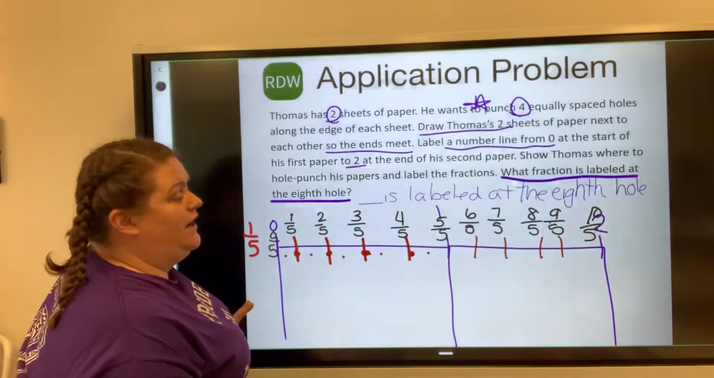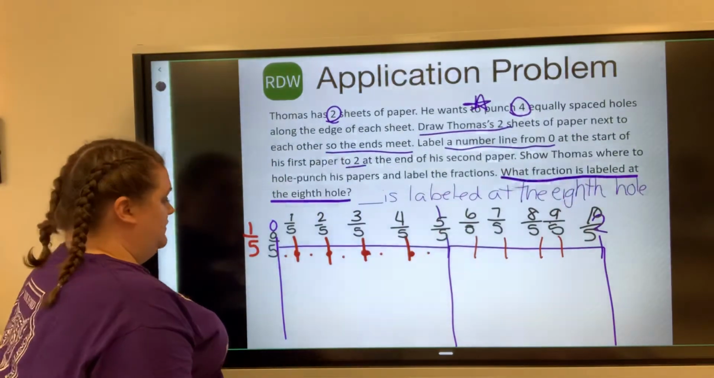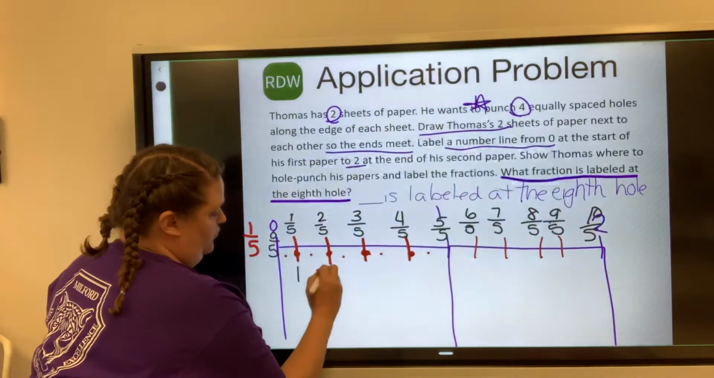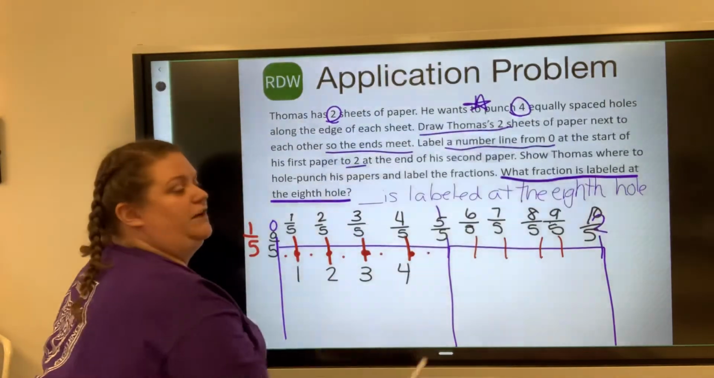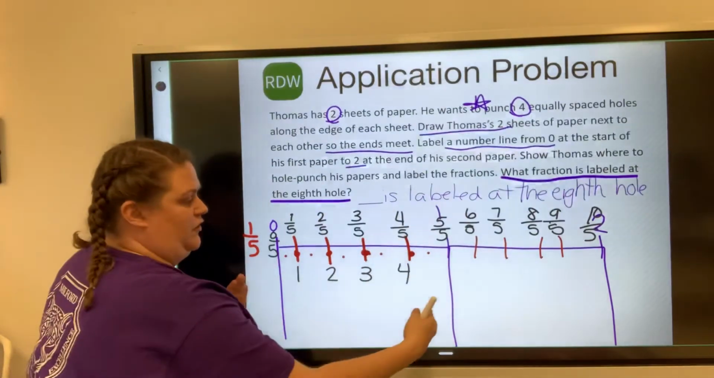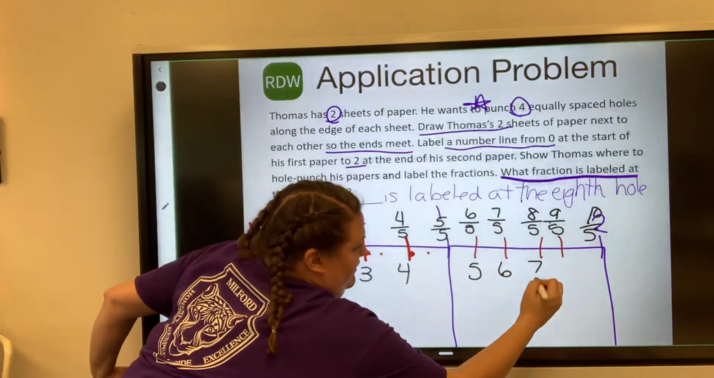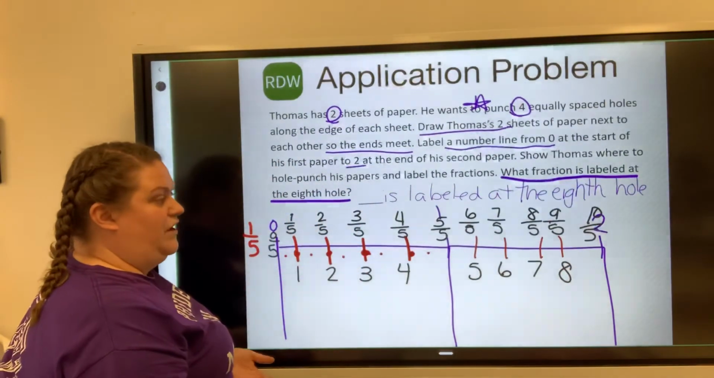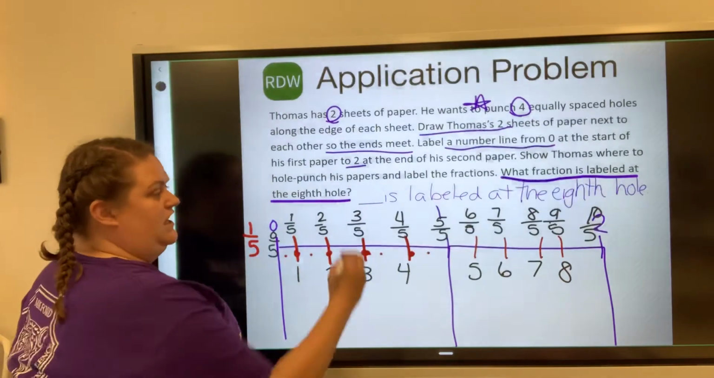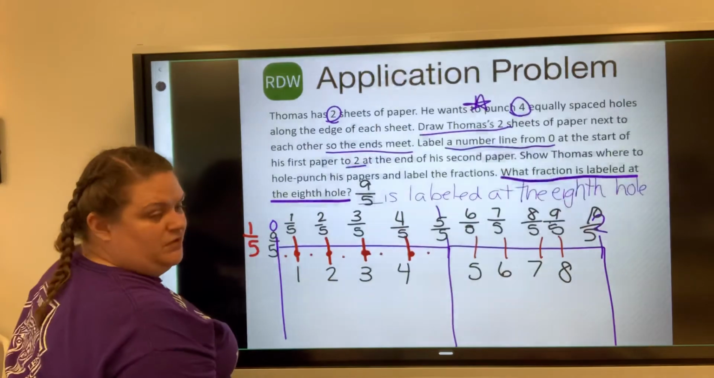But we don't care about any of them other than what fraction is labeled at the 8th hole. So we need to find our hole. So this would be 1, 2, 3, 4. There's no hole here because that is the end of the first paper. So we're going to do 5, 6, 7, 8. So what fraction is at the 8th hole? That would be 9 fifths is labeled at the 8th hole.